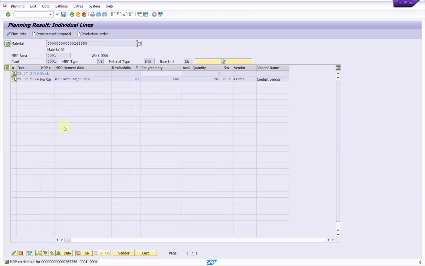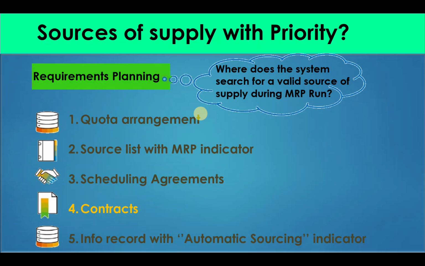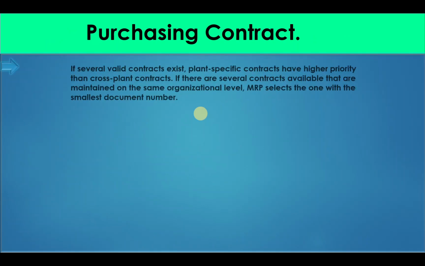So see, now the priority changed because contracts have a higher priority than info record. So now MRP is selecting a contract vendor and no more the vendor that has an info record. So it works this way for contracts. Next, we have checked this.